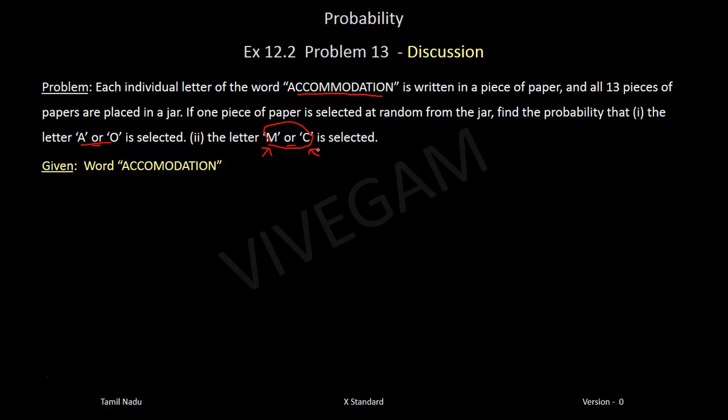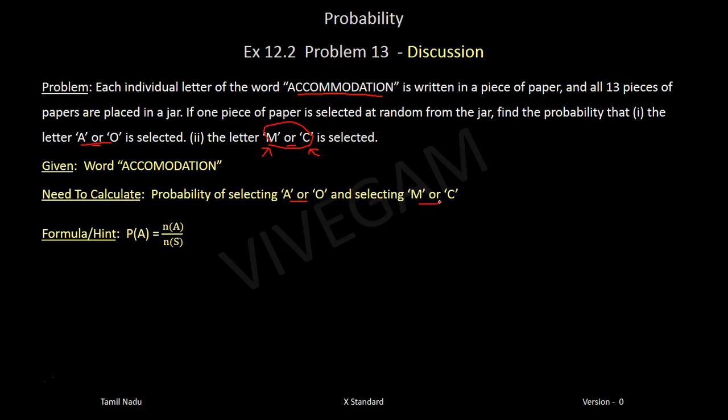Okay, so what is given? The word accommodation is given. What have we been asked? The probability of selecting A or O, and the second part is M or C. So instead of going for the probability of A union B and all these things, I am saying the probability of A equals N of A divided by N of S. This is the formula we will use.